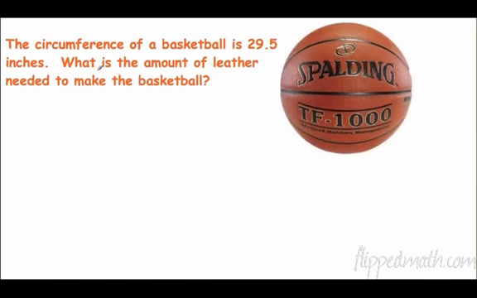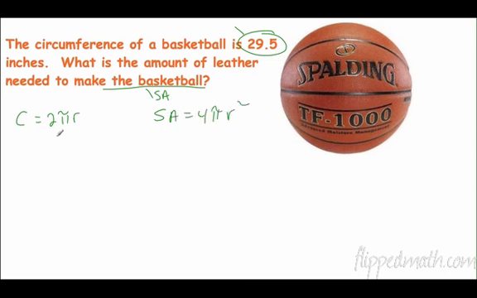Let's take a look at this. The circumference of a basketball is 29.5. What is the amount of leather needed to make the basketball? Well, that's surface area. This is circumference. So let's see. Our circumference formula is 2 pi r, and our surface area formula is 4 pi r squared. So if we take a look at this, 29.5 goes into our circumference, equals 2 pi r. The only thing I need is an r, and I can get my r from using this formula.